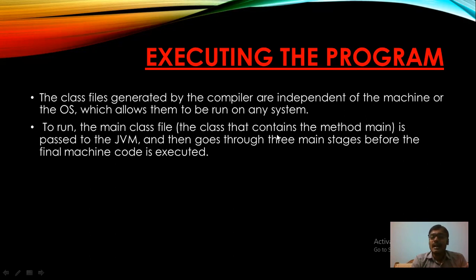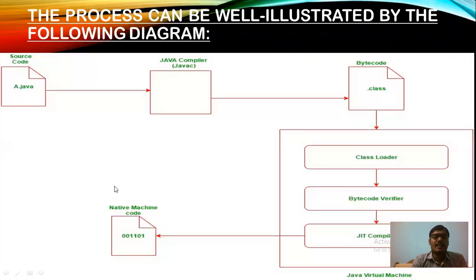The class that contains the main method is passed to the JVM and then goes through three main stages before the final machine code is executed. So it is explaining about this diagram that your source code is passed to the Java compiler. Then Java compiler, what is its work?